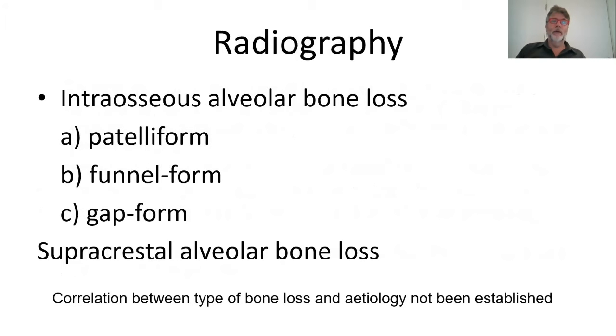So radiography. Now, when you're looking at bone defects around implants, there are these types. There's patelliform bone loss around an implant, funnel form, and gap form, and those are intraosseous. So these are intraosseous bone defects, and this is supracrestal or horizontal bone loss. Now there's a correlation between the pattern of bone loss and the etiology of the condition.